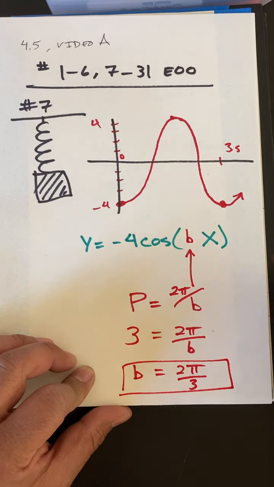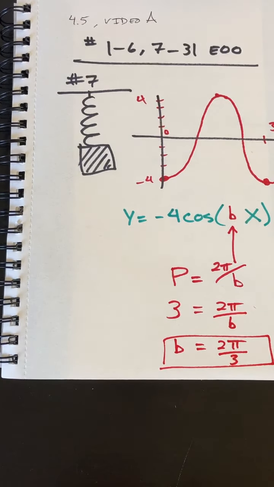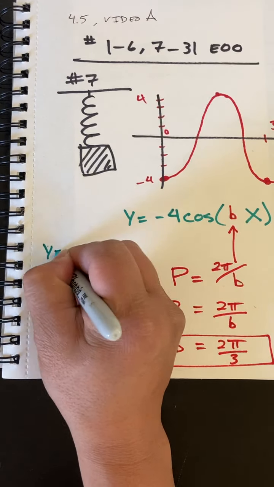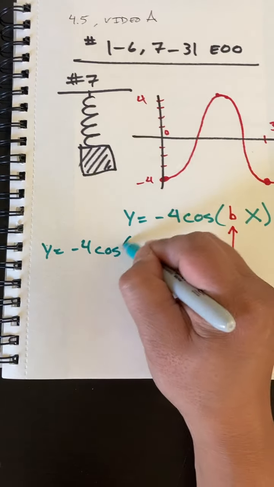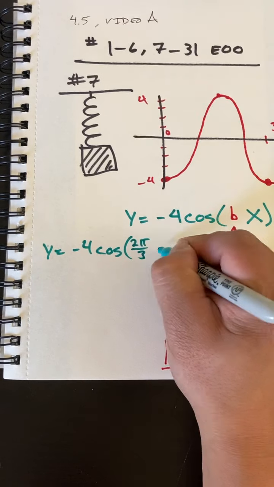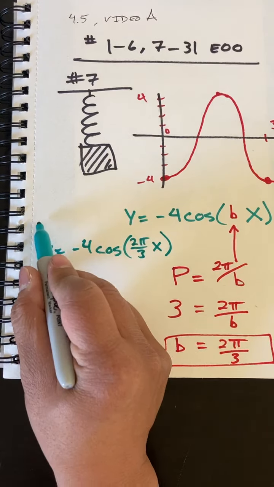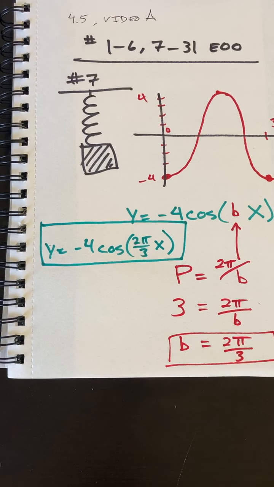So that's what's going to go up here, and I'm out of room. My final answer, going back to teal: y equals -4 cosine of 2 pi over 3 x. That is all. 5 minutes, no problem.